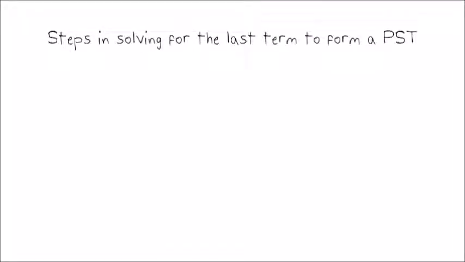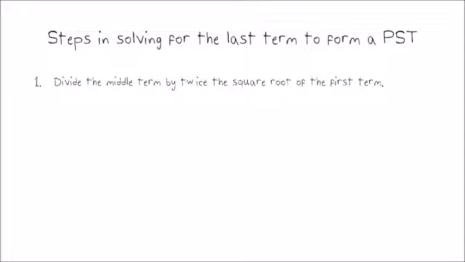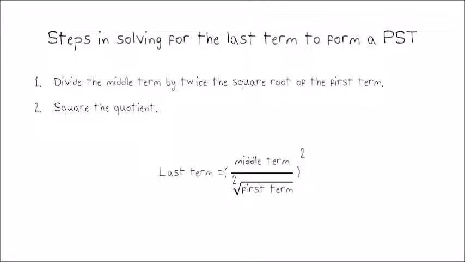Steps in solving for the last term to form a PST. 1. Divide the middle term by twice the square root of the first term. 2. Square the quotient. The last term formula is given by the middle term divided by twice the square root of the first term, raised to the second power.